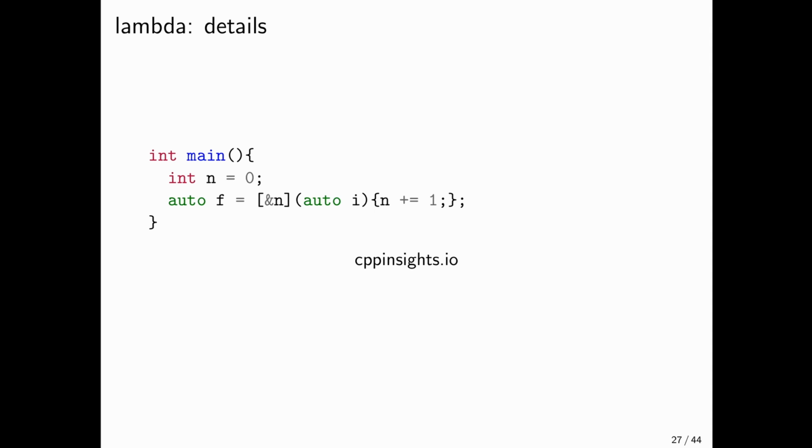Well, with lambdas, usually you write lambdas and you use them right away, or you pass them right away. So from the context, you see what type you have. If you don't like the auto, you could also write int here. Perfectly possible.